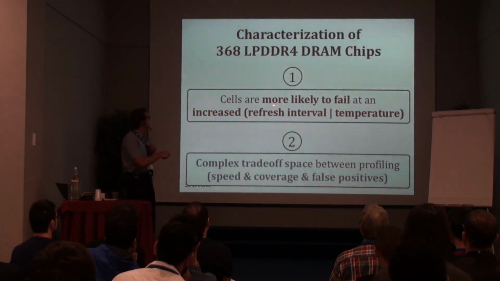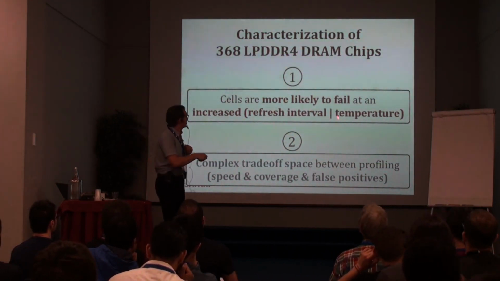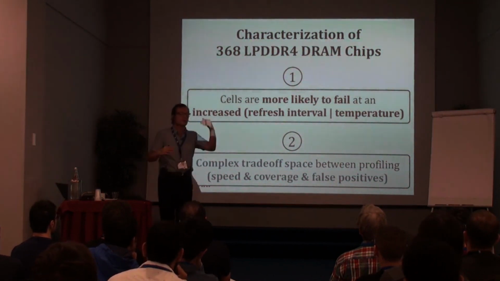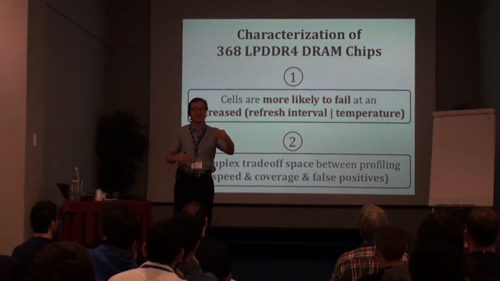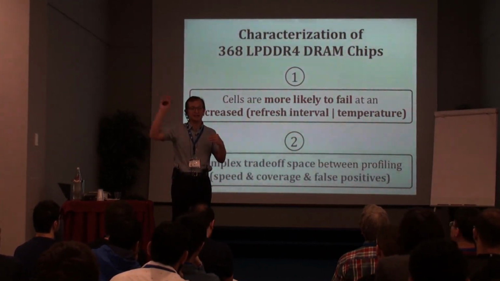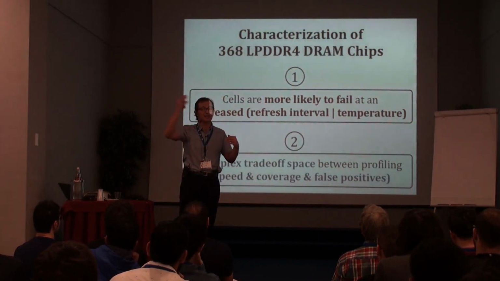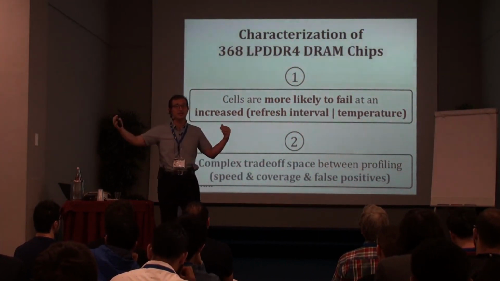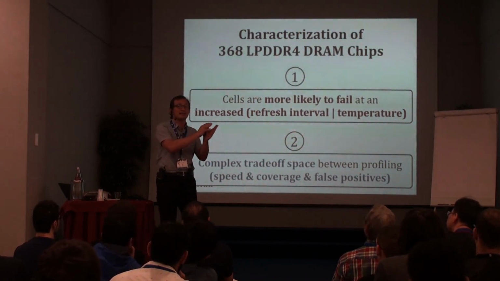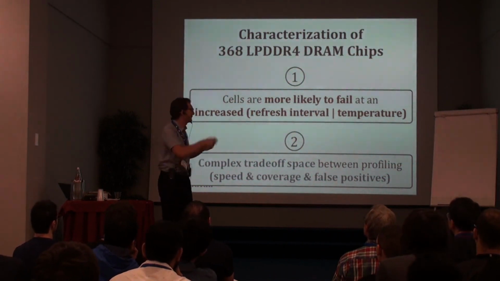And cells are more likely to fail at a higher refresh interval and temperature, which means that you can use this to profile. If you want to figure out whether a cell fails at, let's say, 64 milliseconds, you profile at 128 milliseconds, or maybe 4x the retention time. Basically, you increase the refresh interval, and you find the cells that are failing, and you say, oh, this cell is likely to fail at a lower refresh interval as well.